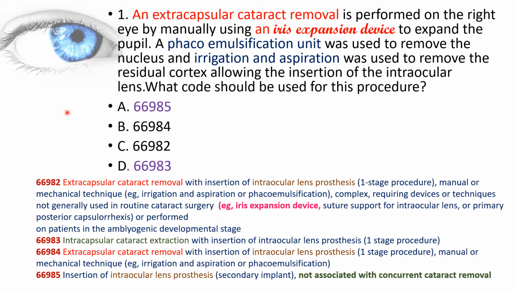So, let's go through the four codes. 66982 is an extracapsular cataract removal. 66982 and 66984 are extracapsular cataract removal. 66983 is intracapsular cataract extraction. 66985 is insertion of intraocular lens prosthesis. So, the first line itself is extracapsular cataract removal. So, we can remove what? 66983 and 66985.